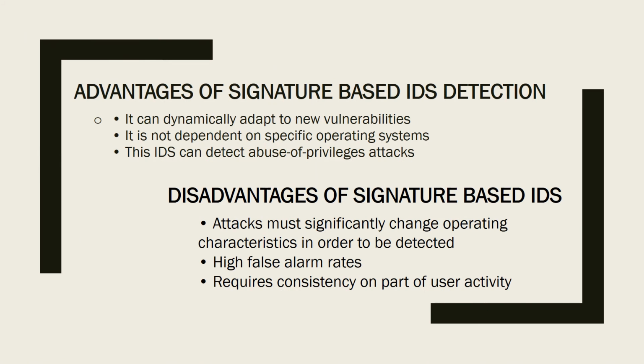Let's talk about the advantages and disadvantages of anomaly based IDS detection. Considering advantages, it dynamically adapts to new vulnerabilities. It is not dependent on a specific operating system. This IDS can detect abuse of privilege attacks. Now, considering disadvantages, attacks must significantly change operating characteristics in order to be detected. A high false alarm rate requires consistency on the part of user activity.